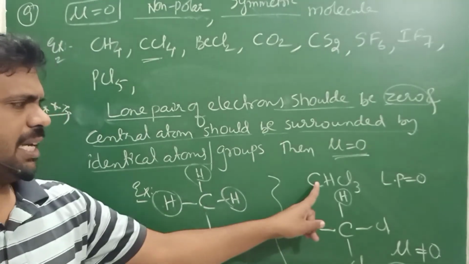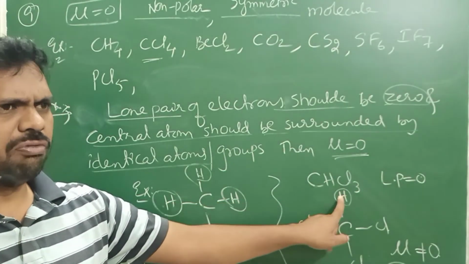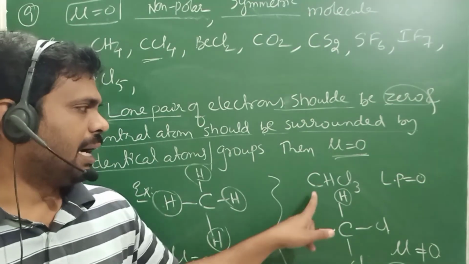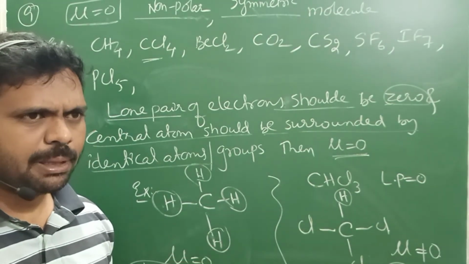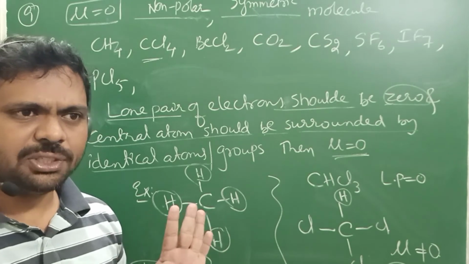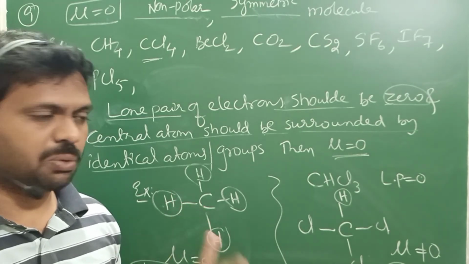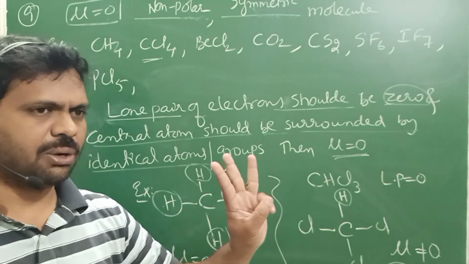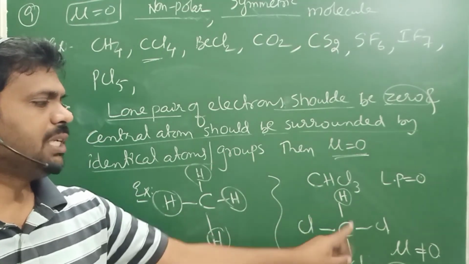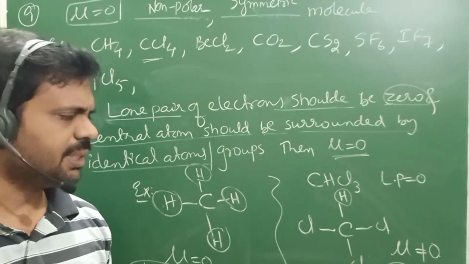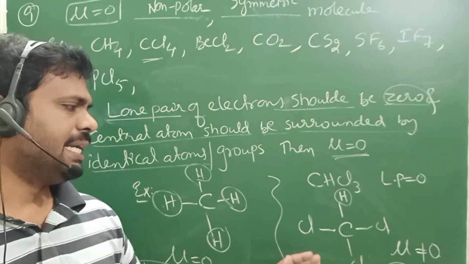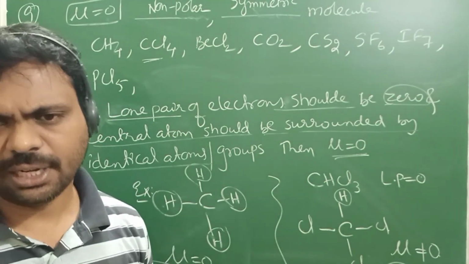Next, for example, chloroform. In chloroform, no doubt, the lone pair of electrons is equal to 0. But around the central atom carbon, not all are identical groups. See, chlorine, chlorine, chlorine, 3 chlorines are identical, but the fourth one is different. Therefore, 100% it has a dipole moment and it is polar. Clear?